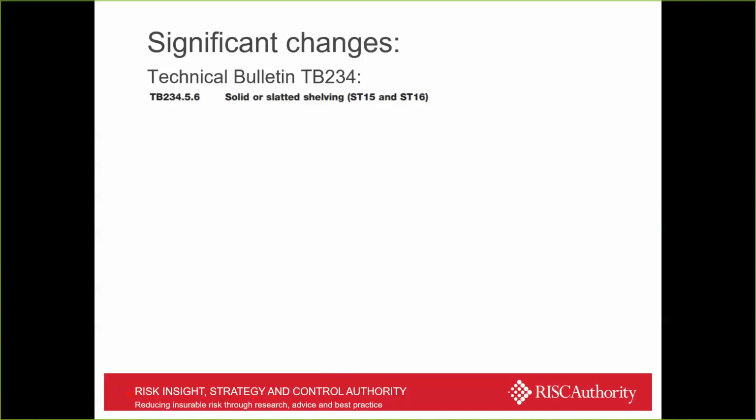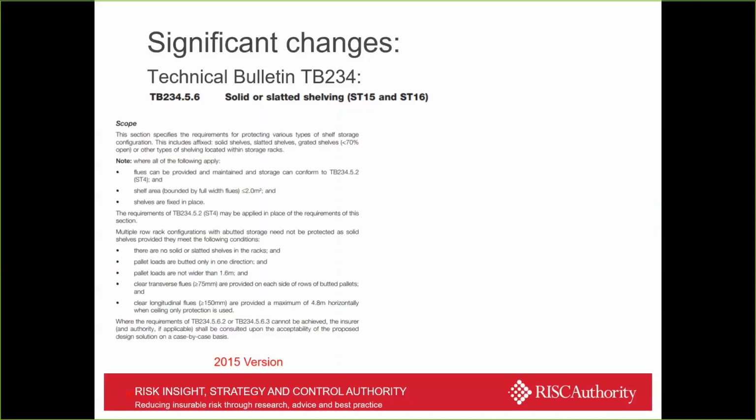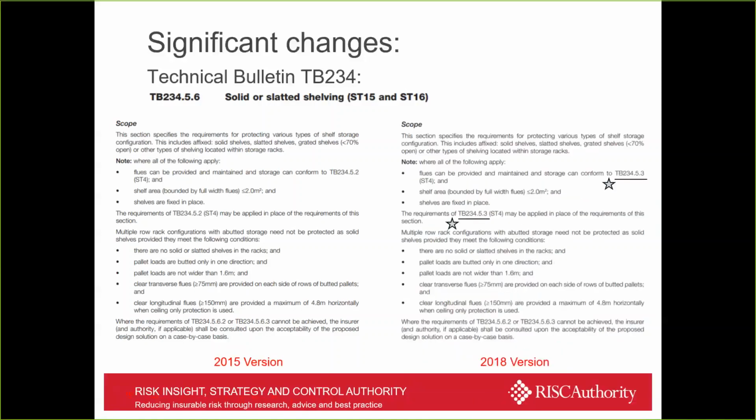We've also got a minor change on TB234 5.6 on slotted and solid and slatted shelves, whereby there was just an error in the reference clause that was used. It used to say, as you can see, TB234.5.2. It should have been TB234.5.3. So we just corrected that.